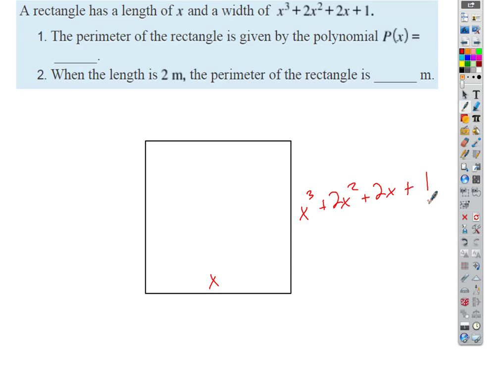They want you to come up with a polynomial, call it p of x, that represents the perimeter. So how am I going to find the perimeter of this thing? What's going to be the length of this side? x. That's going to be x, good. And then this one over here is going to be the same as that, right? Yeah, and then add them all up. I just add them up, right? If I add those up, that's going to give me the perimeter, collect like terms.